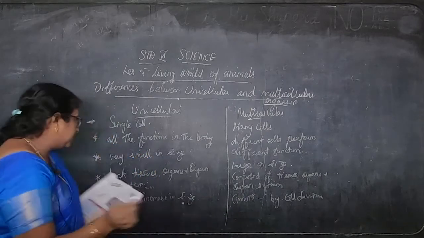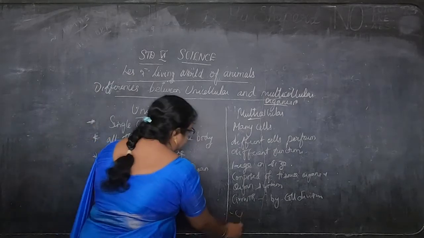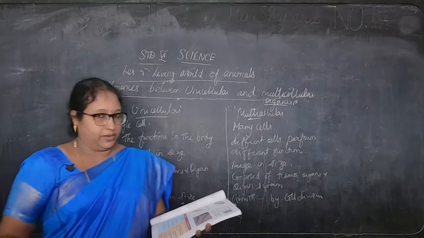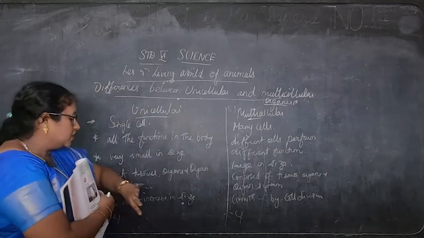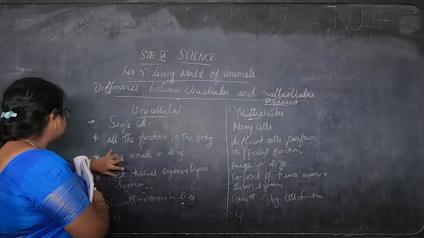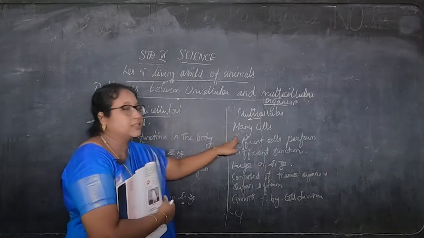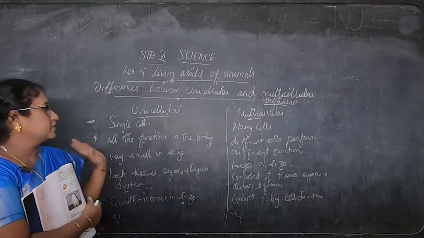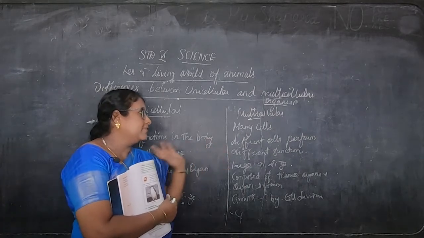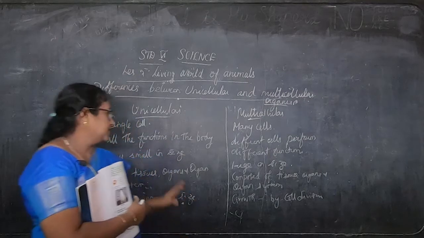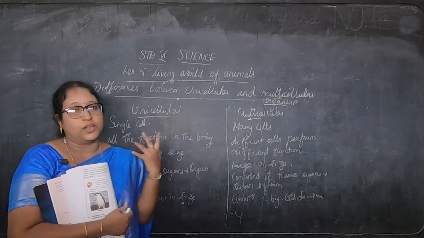Next, I already gave examples: for unicellular, Amoeba, Paramecium and Euglena. For multicellular, there are many, like earthworm, frog, lizard and human being. So these are the differences we can see between the unicellular and the multicellular organism, children. First, unicellular is a single cell and multicellular is many cells. Here all the functions are performed in the same body, while in the multicellular, different cells perform different functions. Here they are very small in size, and in multicellular they are large in size, and we can see them with the naked eye also.